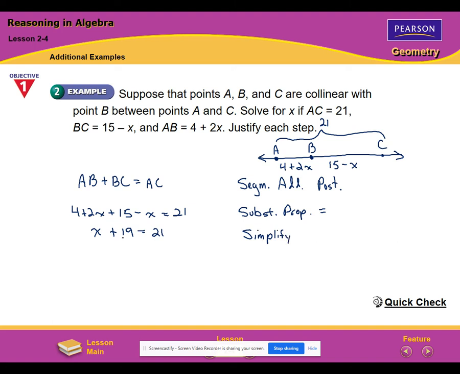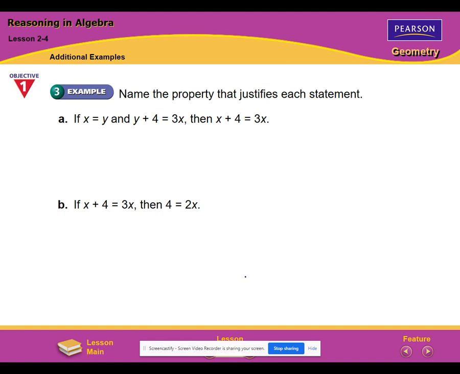Okay, and then finally you would subtract 19 from both sides. You get x equals 2. What did you do? You subtracted. That's the subtraction property of equality. Okay, again, we're trying to train you to do the left column, right column thing. Here's what we can say. Here's why we can say it. Got one more example, and then we're out of here.